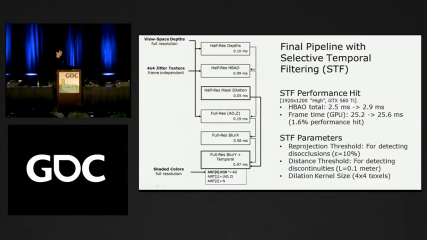The two changes that we made were, we added this half-res mask dilation pass that took 0.05 milliseconds in this 19x12 test. And we added the temporal reprojection at the end of the final blur pass, which added a 0.4 millisecond cost. And we used MRTs to output the information to the history buffers. Overall, the performance hit was only 1.6%. So we went from 25.2 milliseconds to 25.6 milliseconds in this test case.